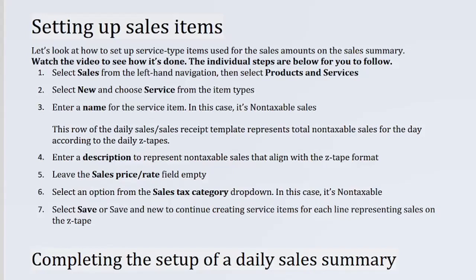This row of the daily sales/sales receipt template represents total non-taxable sales for the day according to the daily Z-Tapes. Enter a description to represent non-taxable sales that align with the Z-Tape format. Leave the sales price/rate field empty. Select an option from the sales tax category drop-down. In this case, it's non-taxable. Select Save or Save and new to continue creating service items for each line representing sales on the Z-Tape.